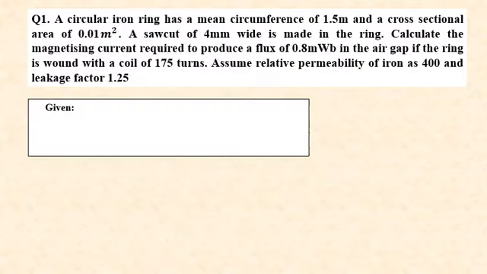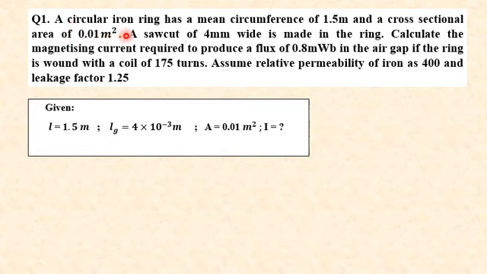Now let's move on to the numerical section. Please read this question. It says that there is a circular iron ring having a mean circumference of 1.5 meter. That is, we can write L equal to 1.5 meter and a cross-sectional area of 0.01 meter square. That is, area of cross-section A equal to 0.01 meter square. Then a slot of 4 mm wide is made in the ring. So this means it's actually the air gap.